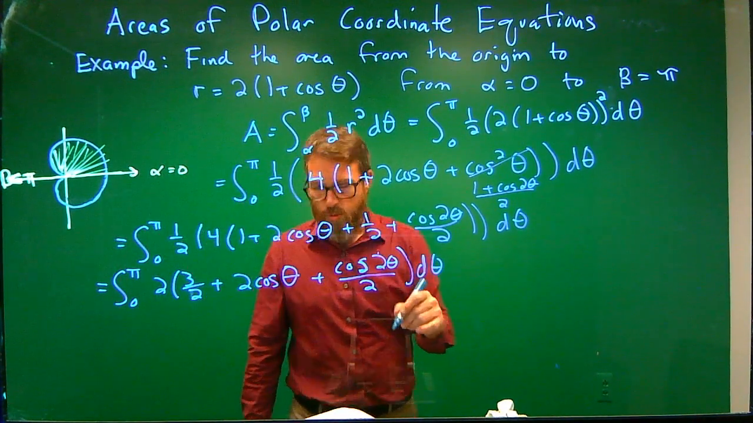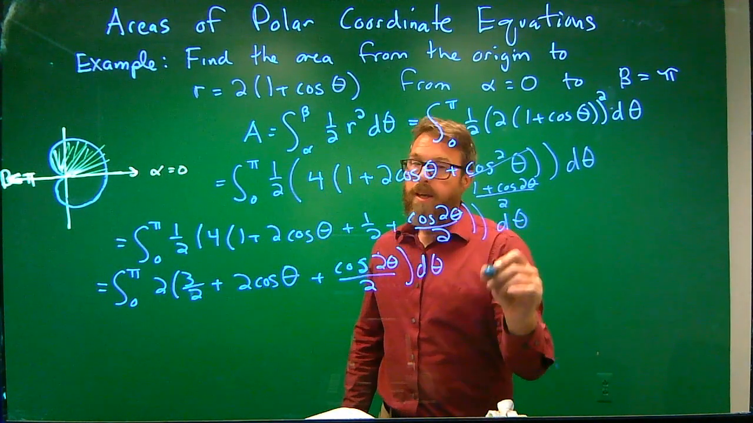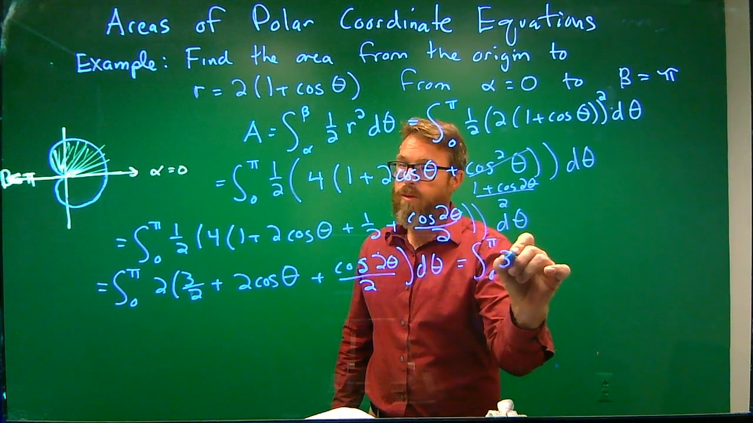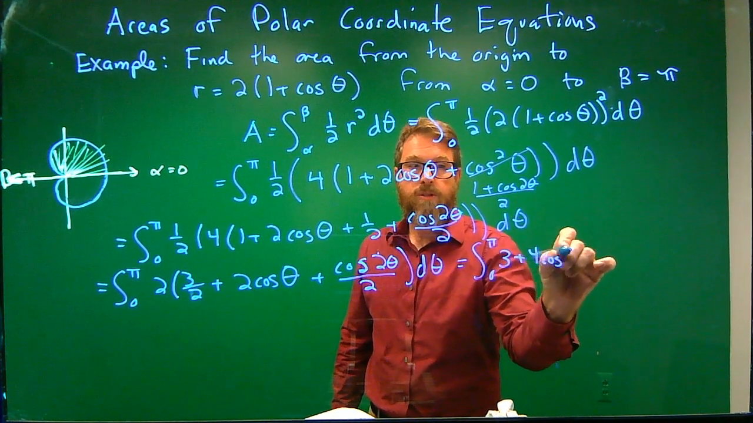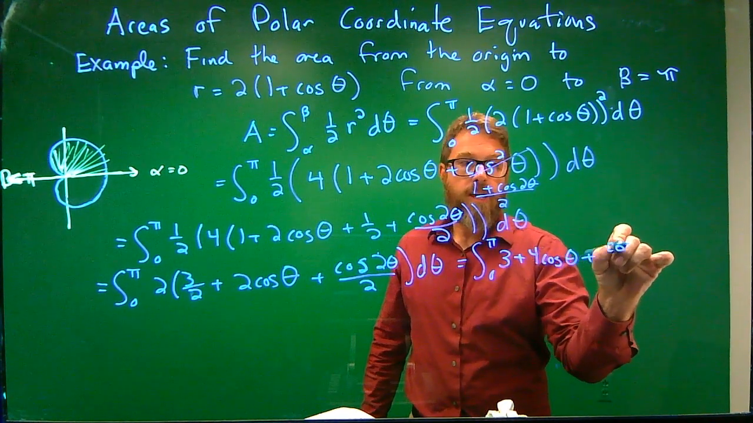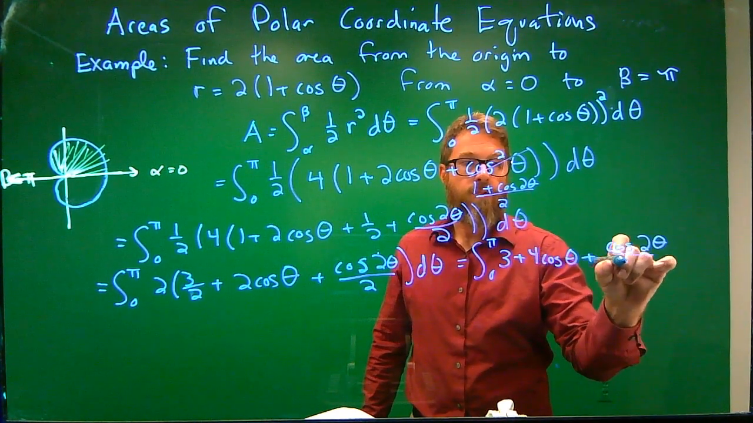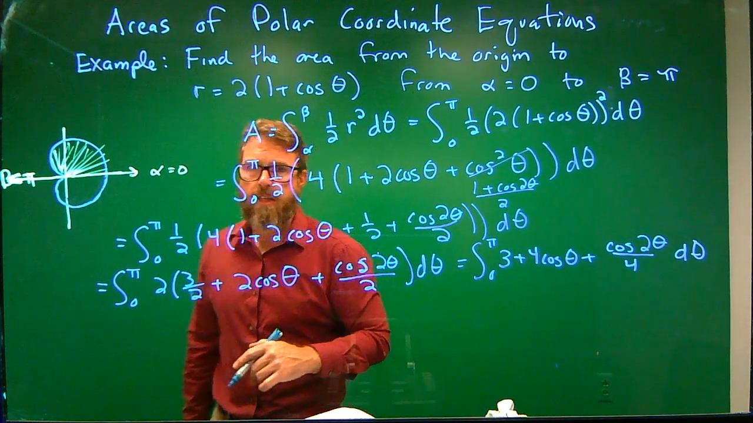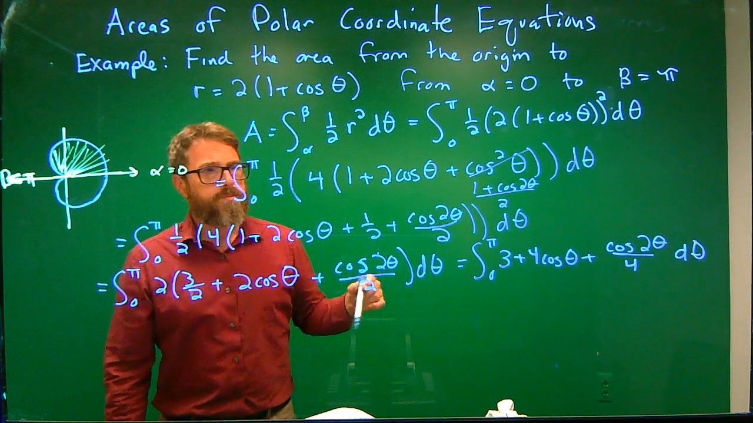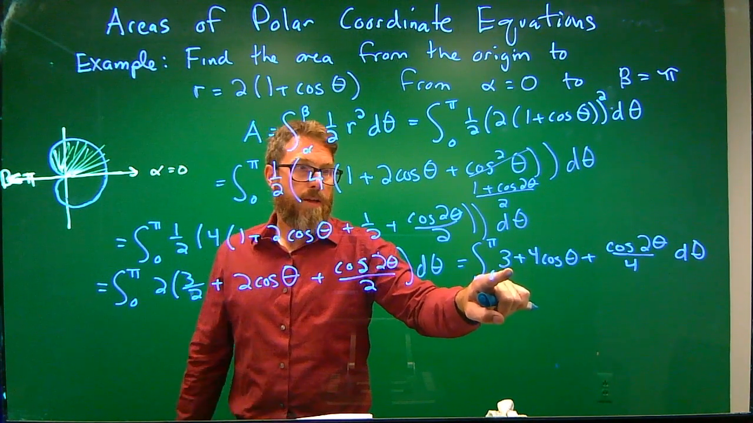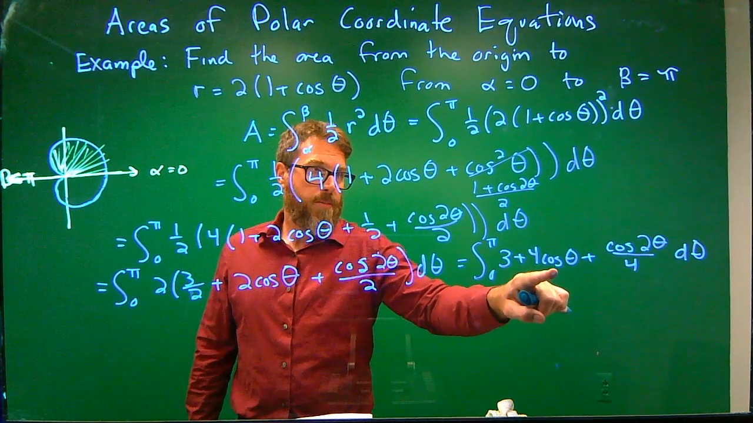Sending the 2 through is going to give us the integral from 0 to pi of (3 plus 4 cosine of theta plus the cosine of 2 theta) all over 4 d theta. And all those things are easily integrable. So the integral of 3 is going to be 3 theta. This is going to be 4 sine of theta.